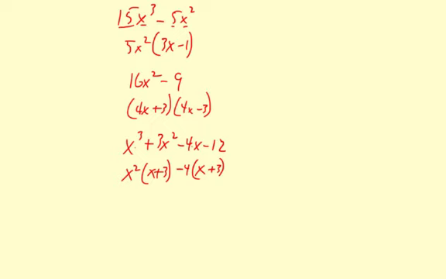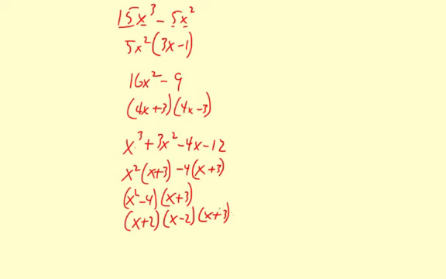Negative 4 times x is negative 4x. Negative 4 times 3 is negative 12. Now I'm going to group x squared minus 4 times x plus 3. X squared minus 4 is a sum and difference pattern, so that's going to be x plus 2 times x minus 2, and then times x plus 3. Now that is all factored completely.